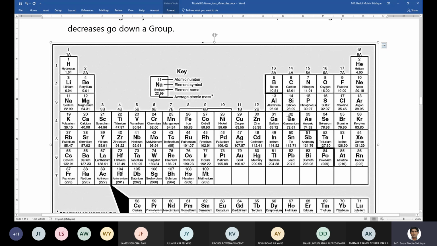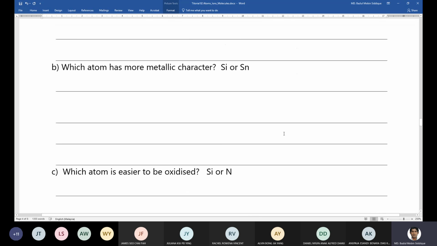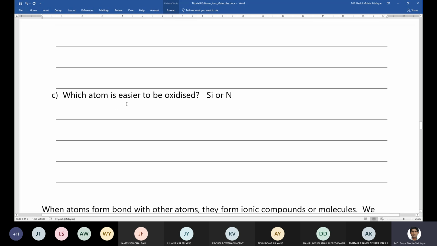As we go down a group, the size starts to increase, and that is why tin is bigger than silicon, so it is easier to take one electron away from there, right? Okay, which atom is easier to oxidize, silicon or nitrogen?